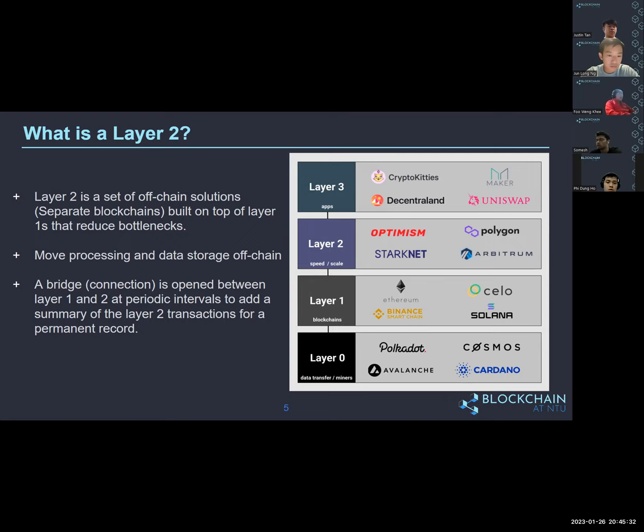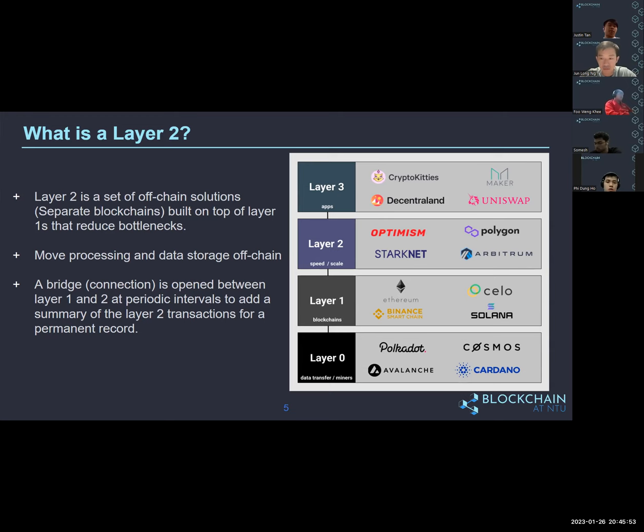Whereas Ethereum 2 has actually scaled the Ethereum 1 blockchain to some extent. It uses proof of stake and sharding that increase the transaction throughput on layer 1. However, layer 2 scaling solutions can enable Ethereum 2 to handle hundreds and thousands of transactions per second.